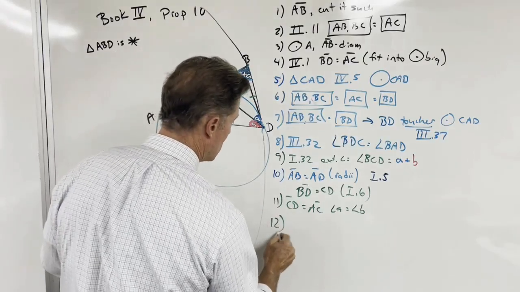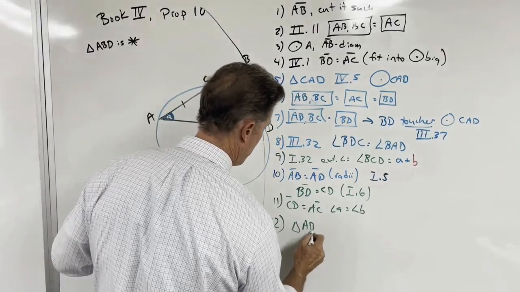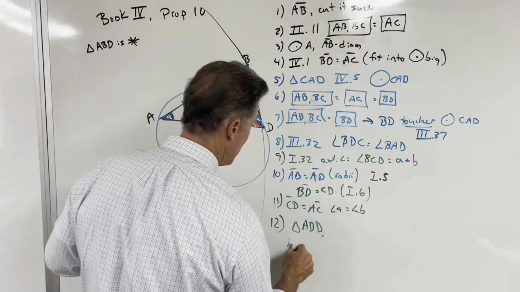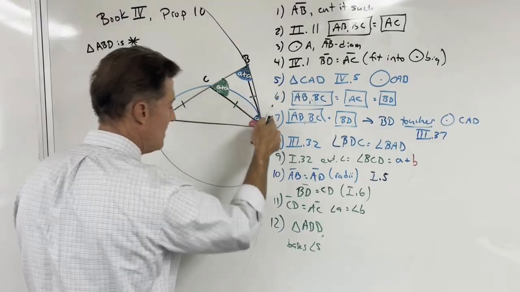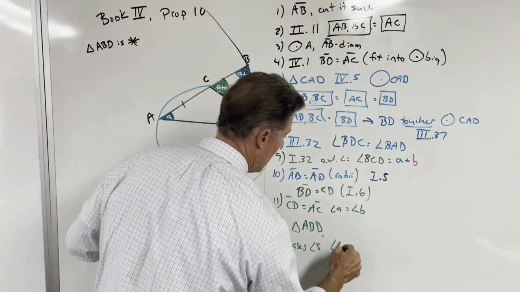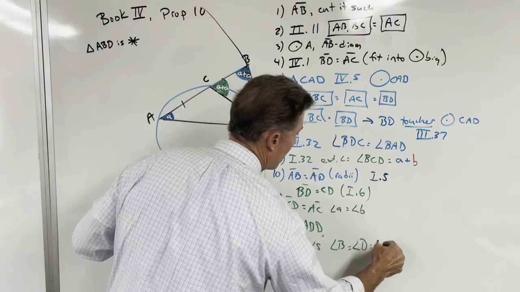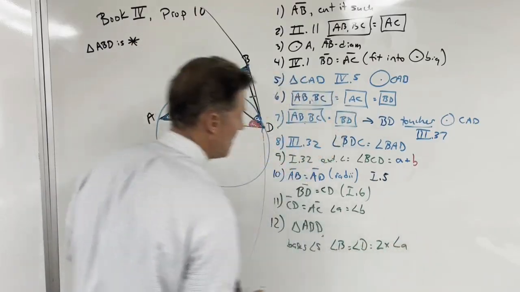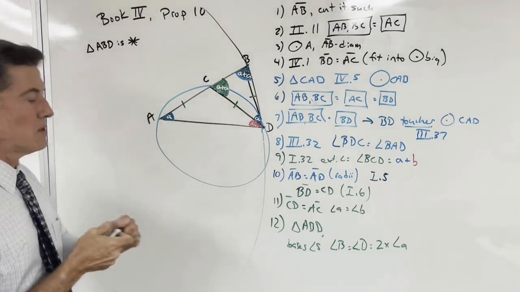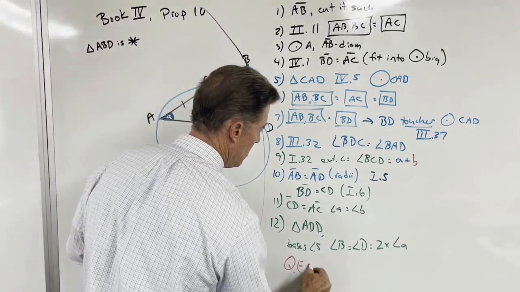Therefore, we have constructed triangle ABD such that the base angles, the angle at B and the angle at D, are equal to each other, but they're equal to 2 times the angle at A. And that's what we were supposed to do. So we can conclude our proof, our construction, with a QED.